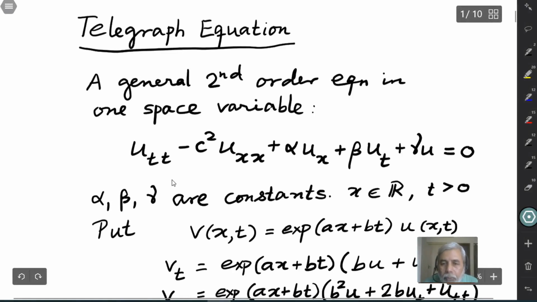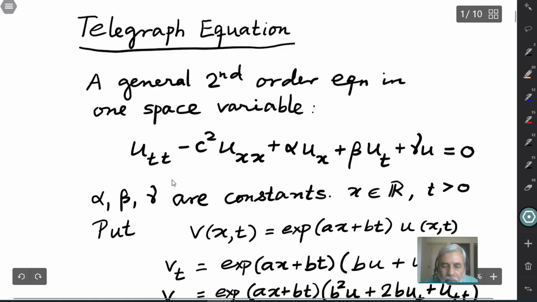We continue the discussion on wave equation in more than one dimension. In this lecture, we discuss another interesting application of method of descent to the so-called telegraph equation. So now we are going to descend from two-dimensional wave equation to a second order equation in one space dimension.